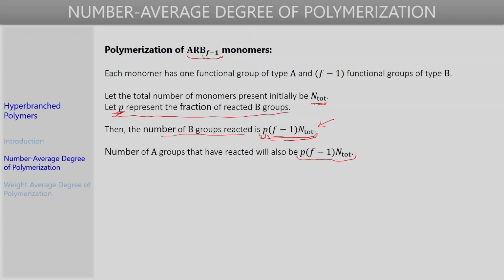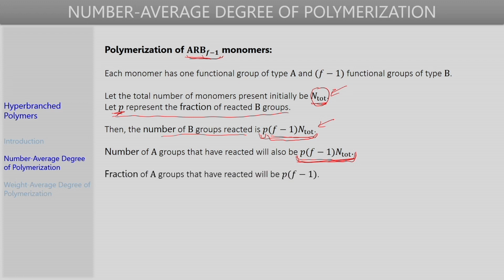So, that is the number of A groups that have reacted, and initially if we have n tot monomers, we know that in the type of monomer that we are considering, each monomer molecule has only one group of type A. So, initially in the reaction mixture, the number of functional groups of type A present will also be simply n tot, and if the number of A groups that have reacted is given by this expression, then the fraction of A groups that have reacted will simply be the number of groups of type A that have reacted divided by the total number of groups of type A that were present. So, this P times F minus 1 times n tot divided by n tot. So, that fraction of A groups that have reacted will simply be P times F minus 1.